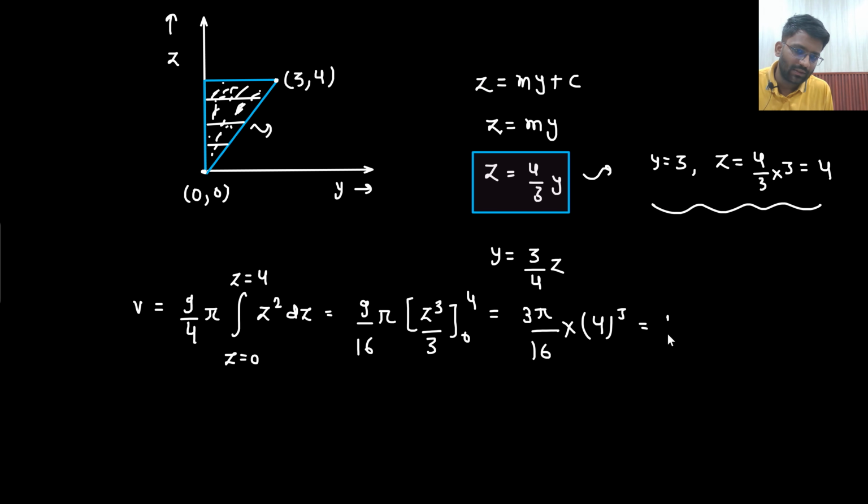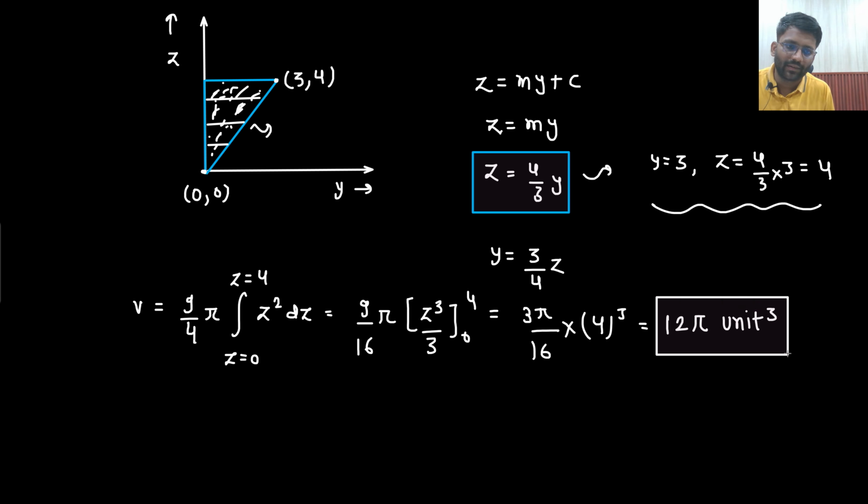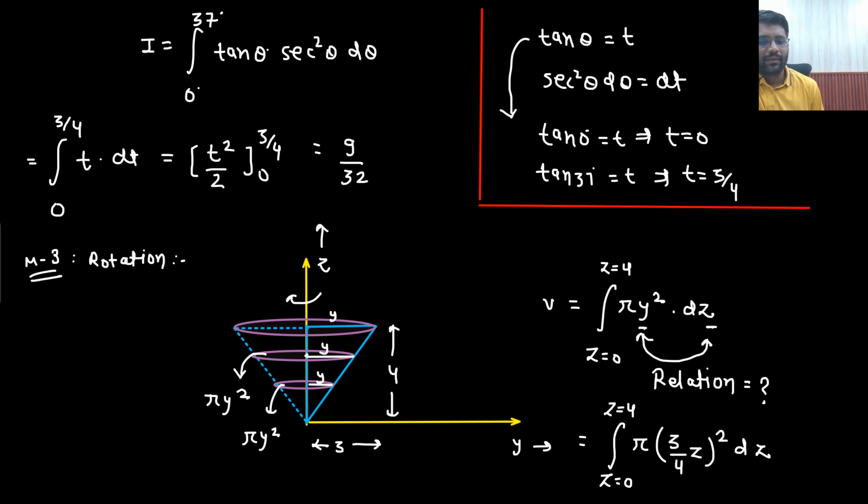So what is the answer? 12 pi unit cube. This is the answer that you will be getting. Say yes or no. 12 pi unit cube. Is that understandable? So by the rotation as well, it is completely understandable.